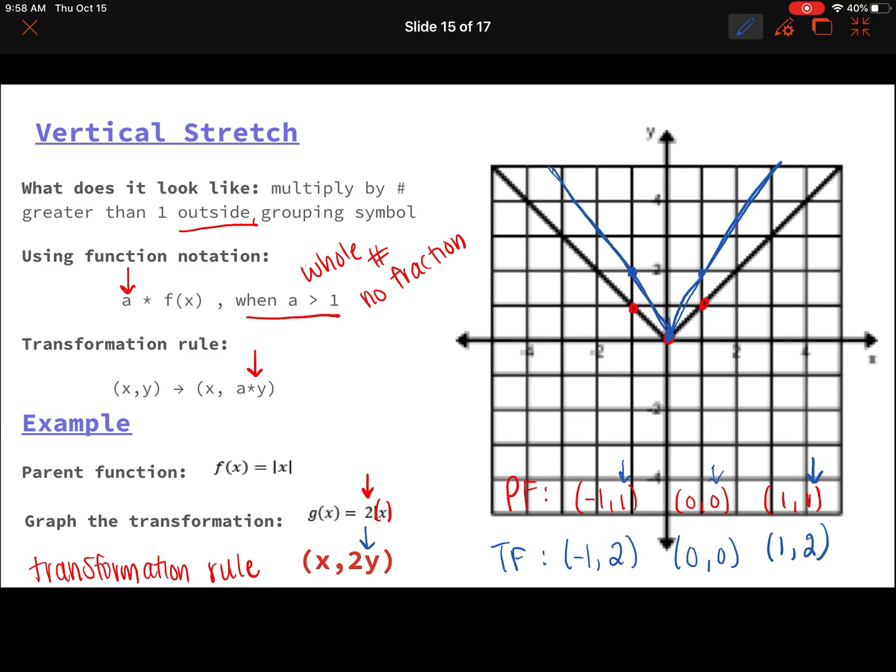As we grow, we stretch out of our baby weight, right? So we get skinnier and taller. So you can see here that our graph got skinnier on both sides.